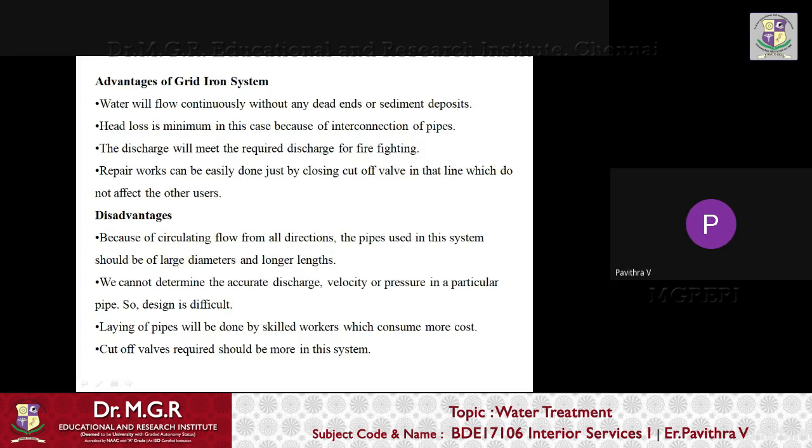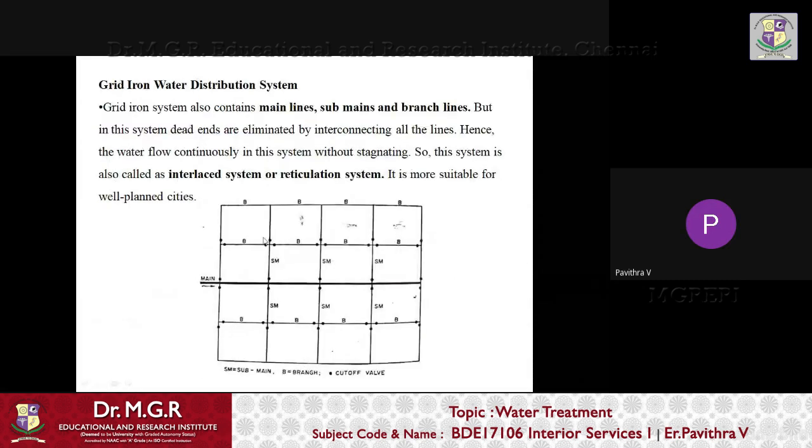So implementing this project is costly, and the cutoff valves required should be more in the system. Since each and every branch has an individual cutoff valve, the number of cutoff valves used in the system is greater compared to the dead end system.